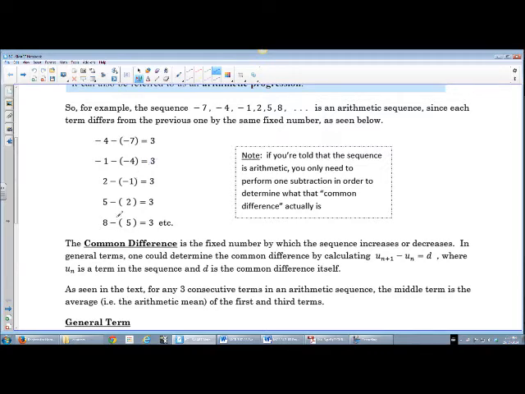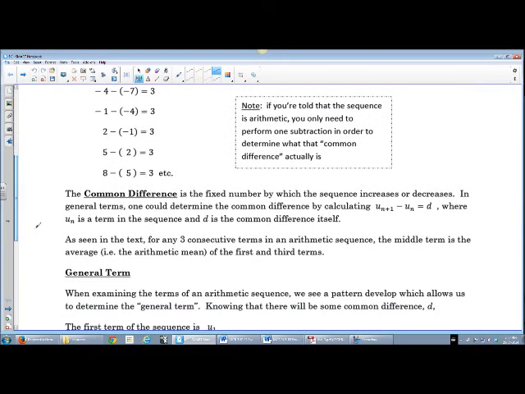The common difference is the fixed number by which the sequence increases or decreases. In general terms, one could determine the common difference by calculating u sub n plus 1 minus u sub n equals d. So just like we did up here, this would be u sub n plus 1. Sorry, this is u sub n minus 1. Excuse me, once again, this is u sub n plus 1 minus u sub n, and that is giving us this common difference that we see right here.